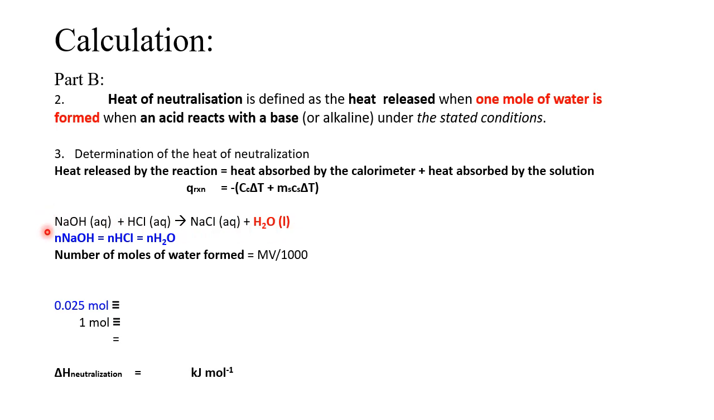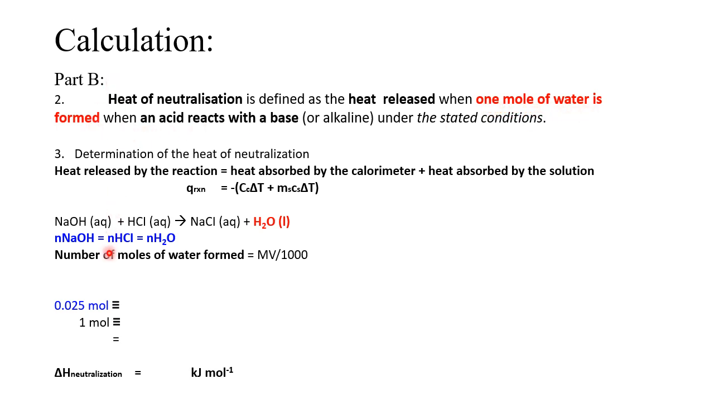Next, we better write down the equation, because here we can check that 1 mole of sodium hydroxide reacts with 1 mole of hydrochloric acid and forms 1 mole of sodium chloride plus 1 mole of water. In this question, only the moles of sodium hydroxide and HCl are given by applying the formula MV over 1000. Then you can find the moles of sodium hydroxide and hydrochloric acid. Once you identify the moles of both solutions, then by stoichiometry we know the number of moles of water. Why do we need to find the moles of water? Because according to the definition, the heat of neutralization is when 1 mole of water is formed.